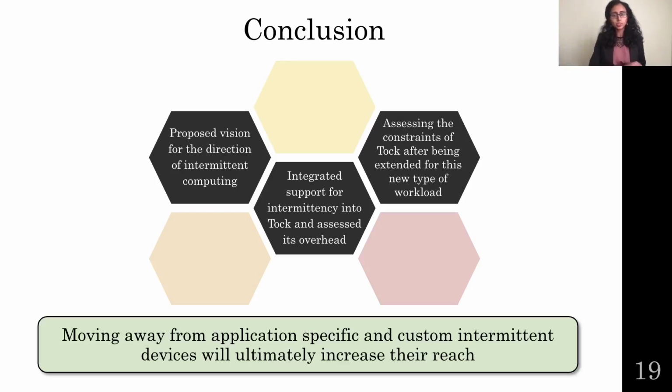So in conclusion, we proposed our vision for the direction of intermittent computing and the software systems. We extended Tock for intermittent computing and for making progress through power failures. We assessed the overhead of that, and we also assessed the constraints of Tock being adapted for this type of workload. The takeaway is that there are going to be systems that we want to be single purpose and constrained to the point where running an operating system is not feasible. However, moving away from application-specific systems that are custom to the hardware will ultimately make it easier to develop and deploy the number of these devices that we want to.